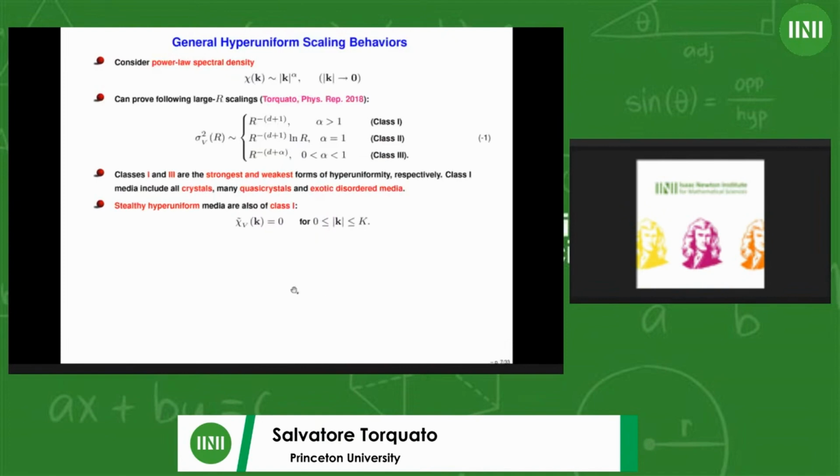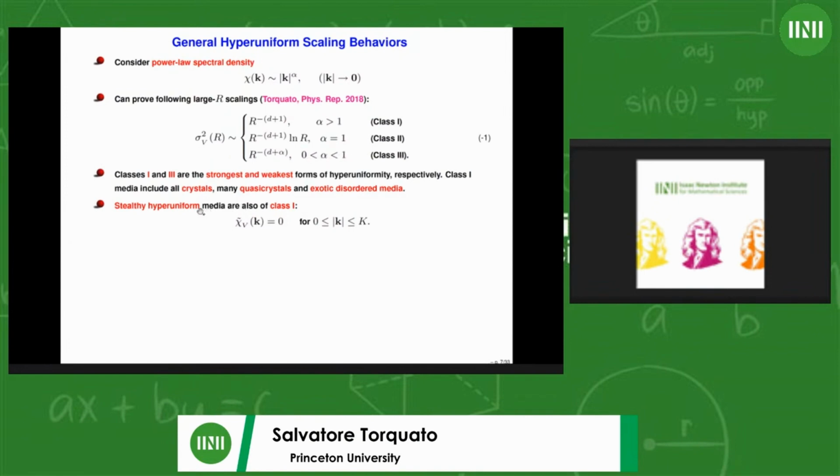Now, in the previous slide, I told you that you can have faster than 1 over the volume growth. Now I'm going to tell you that you can have 3 different types of scaling laws. So let's imagine that the spectral density scales like k to the alpha as k goes to 0. If alpha is greater than 1, then you have 1 over r to the d plus 1. That's class 1. That's the strongest class. Then if alpha is exactly equal to 1, you have a logarithmic correction. And if it's class 3, which is the weakest, alpha is between 0 and 1.